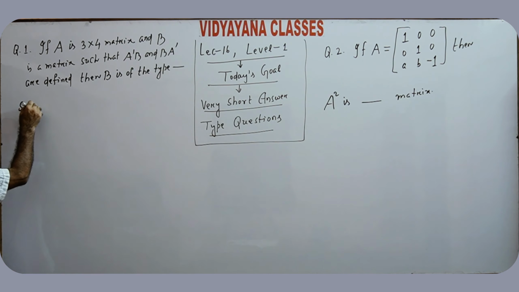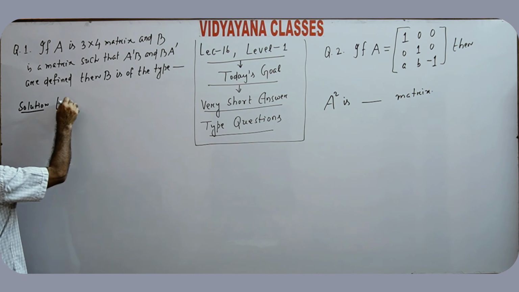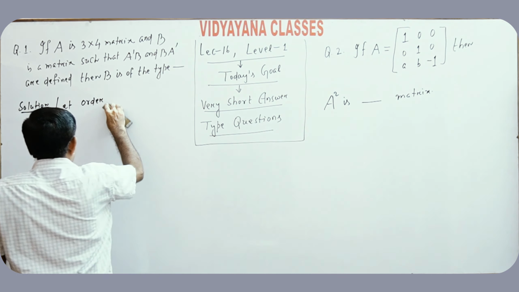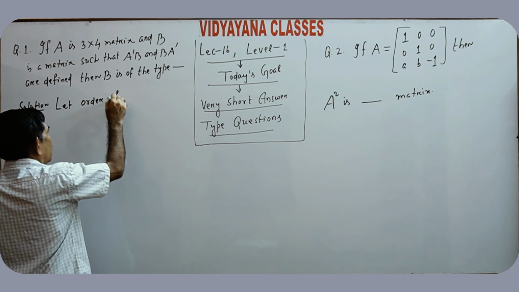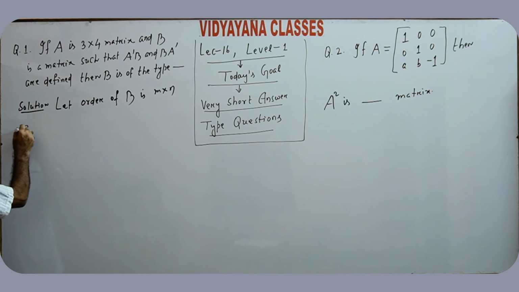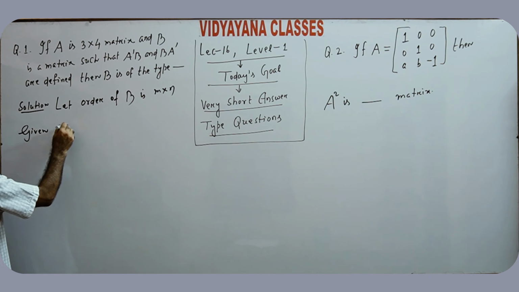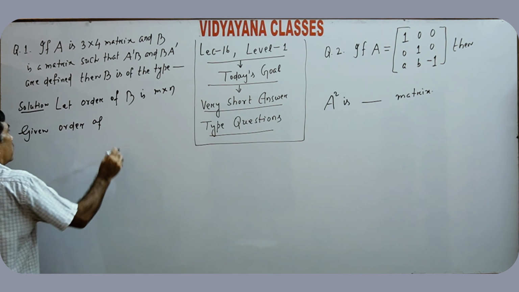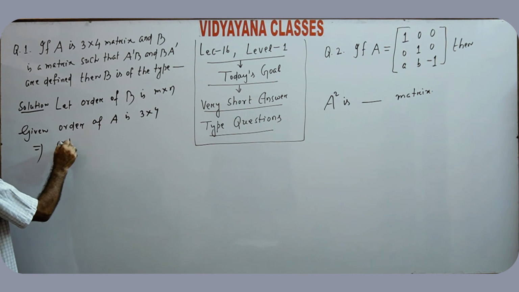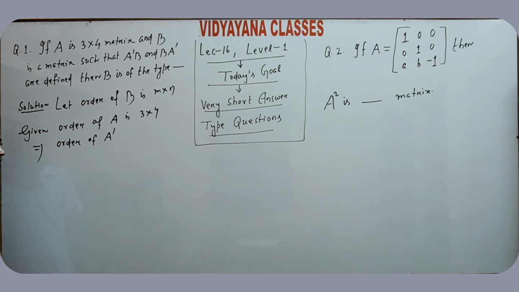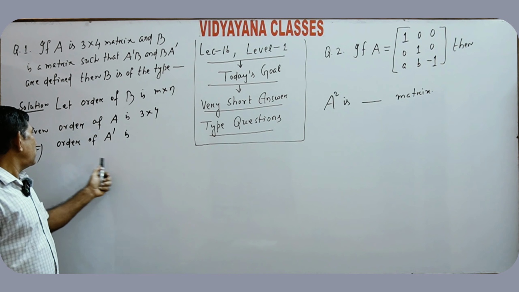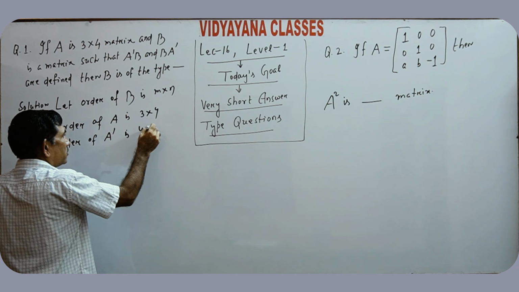Solution. Let the order of matrix B be M cross N. Given the order of capital A is 3 cross 4, which implies the order of A transpose, that is A dash, is 4 cross 3.